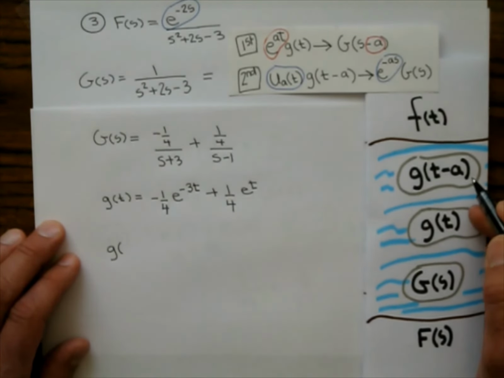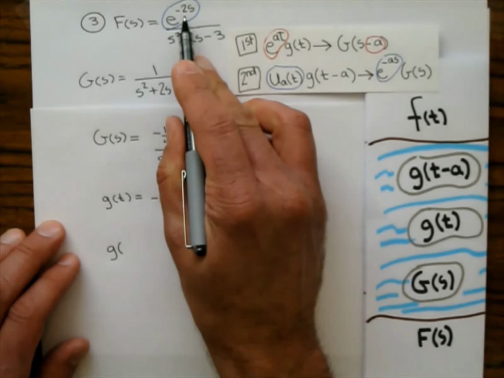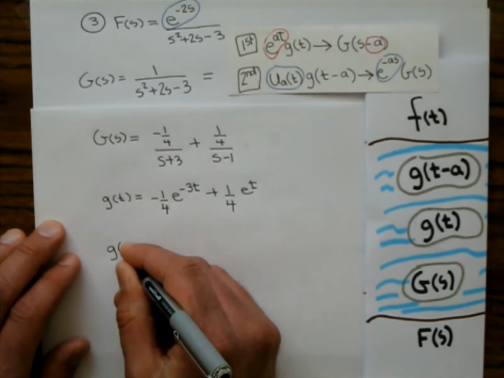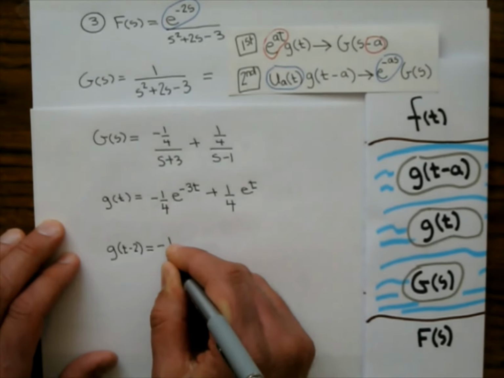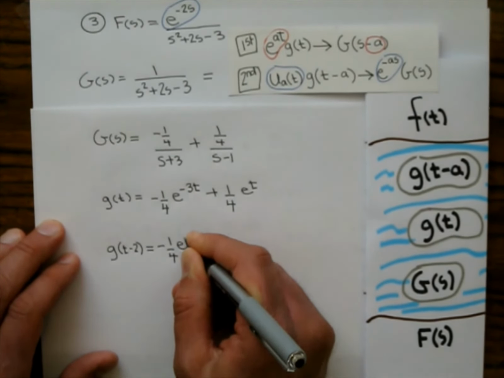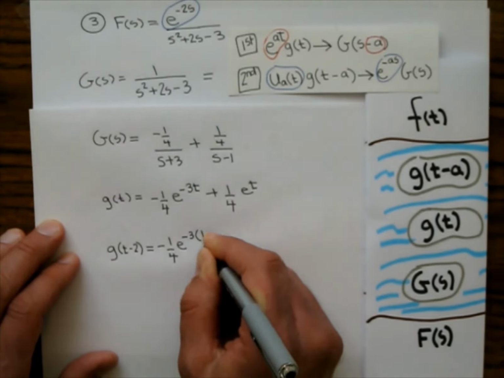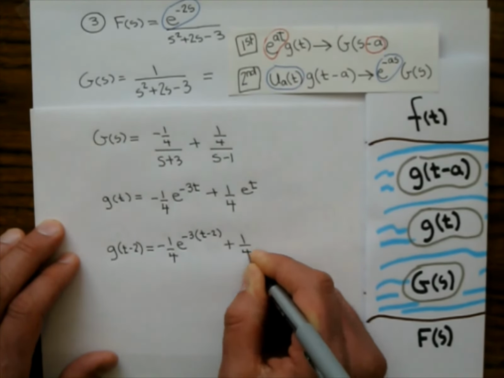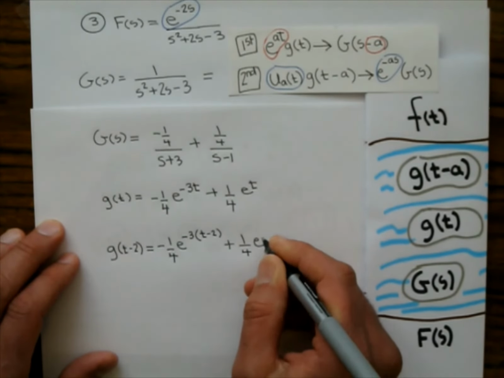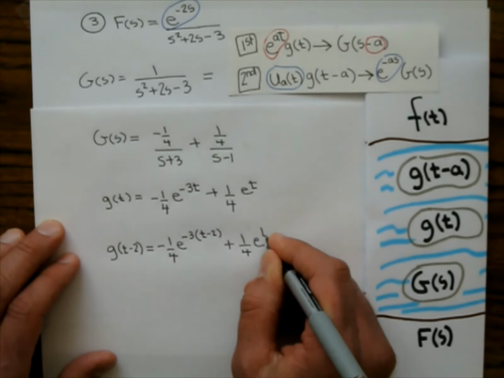G of t minus a, so it's going to be t minus 2, happens to be negative 1/4 e to the negative 3 times t minus 2, plus 1/4 e to the t minus 2 power.